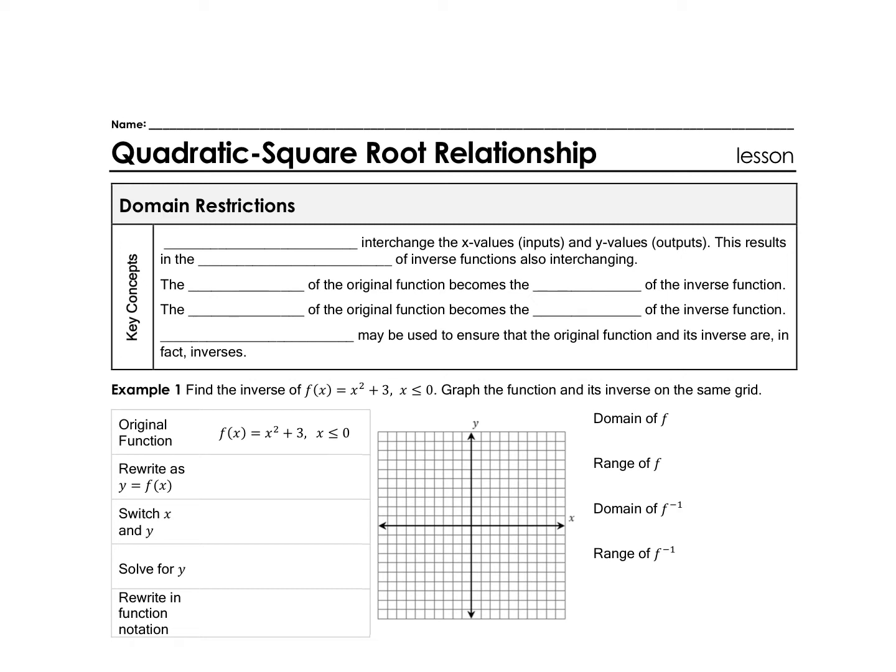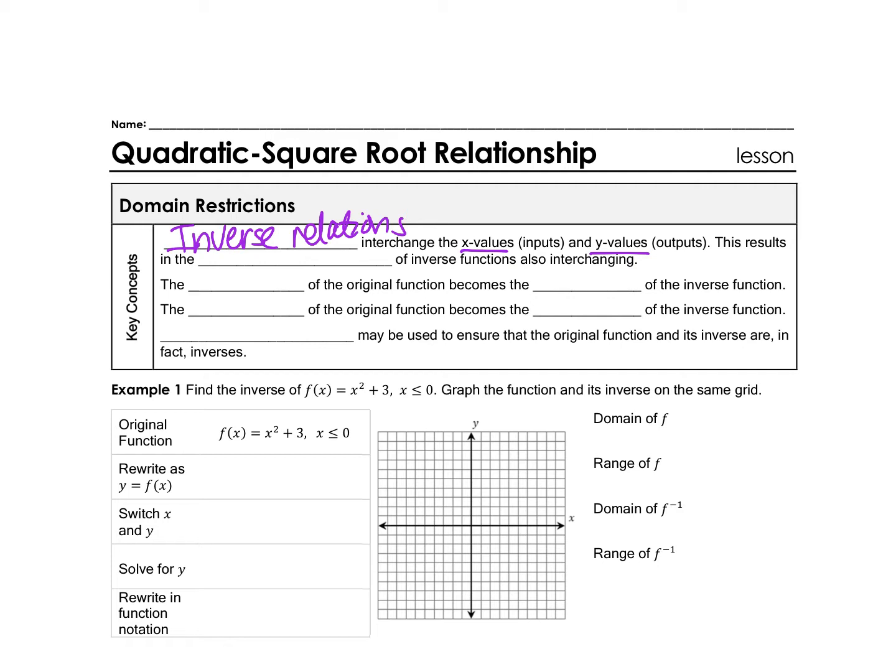Okay, in this lesson we're going to be looking at quadratic and square root relationships. So we just talked about cubic and cube root. Now we're going to look at quadratic and square root. In quadratic and square root inverse relations, you interchange your x and y values. So we've already talked about that with inverses. You're just switching your x's and y's.